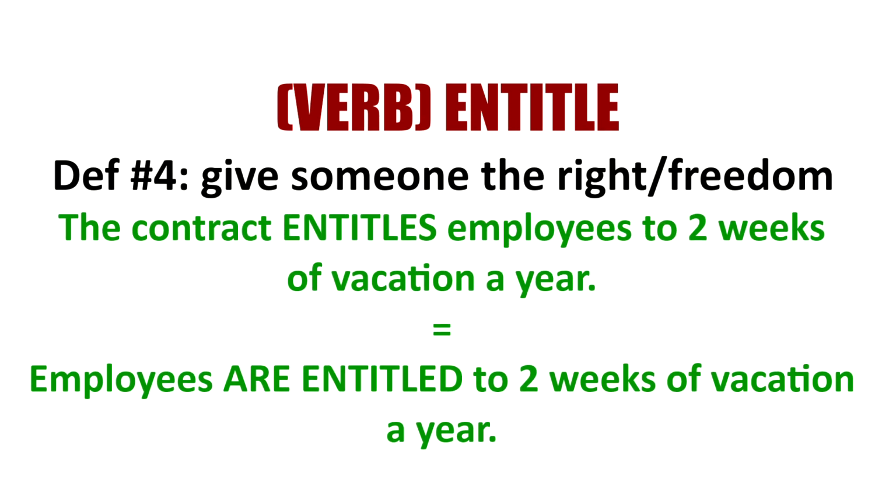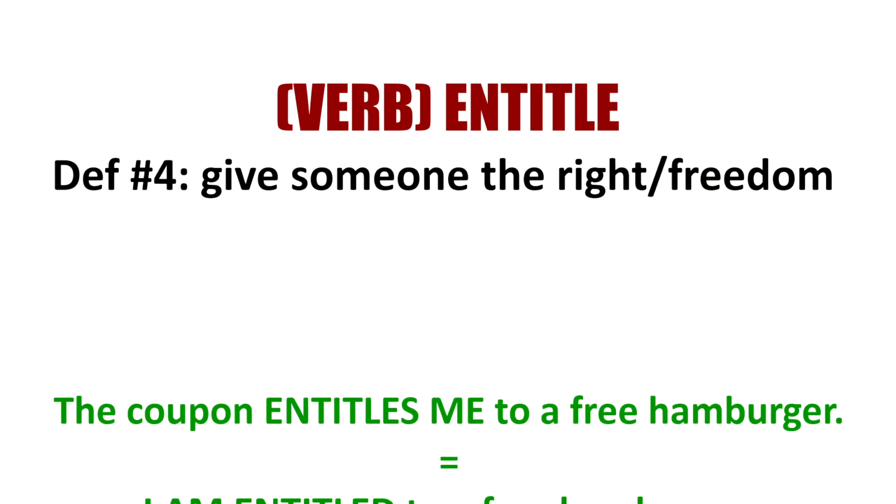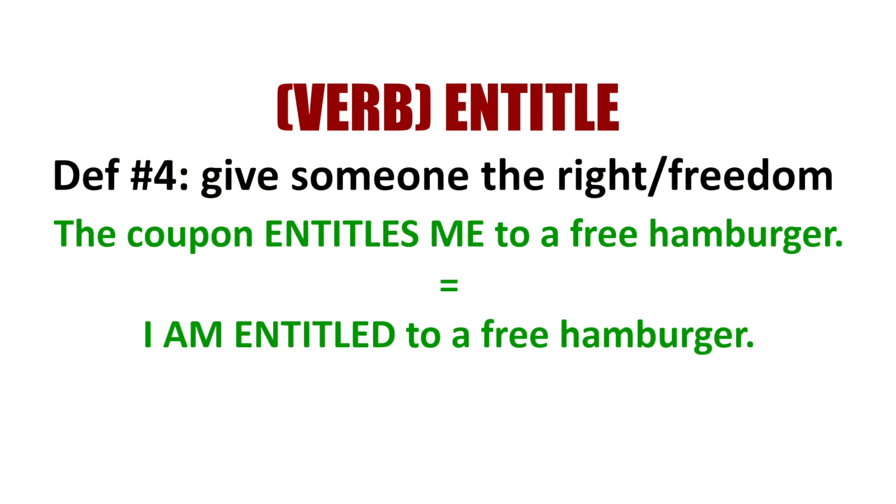Let's look at another example. The contract entitles employees to 2 weeks of vacation a year. So the contract says they have the right to this. More common, employees are entitled to 2 weeks of vacation a year. If you have a coupon, you might say this coupon entitles you to 1 free hamburger.